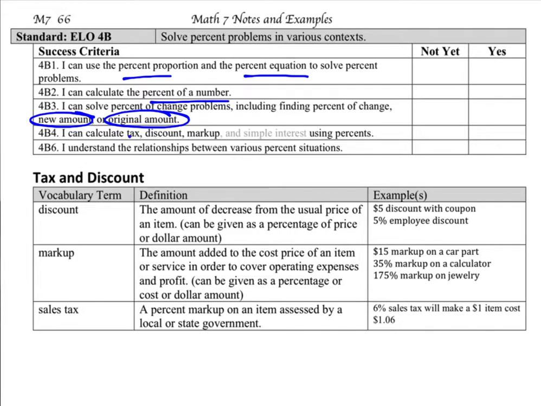You can calculate tax, discount, markup, and simple interest. Simple interest is not happening in today's lesson. I understand the relationship between various percent situations. So, a little bit of vocabulary.